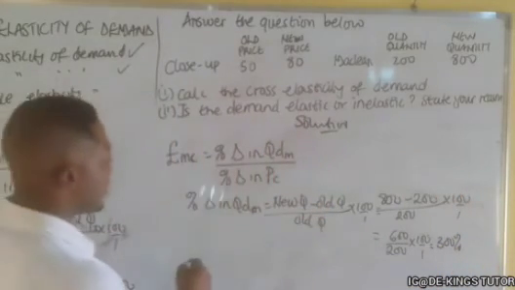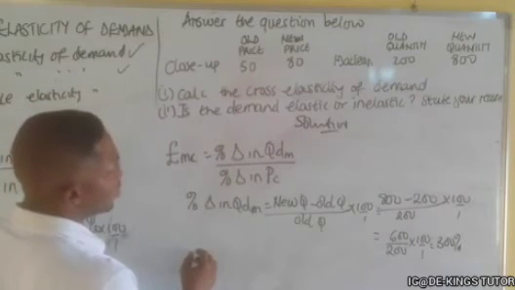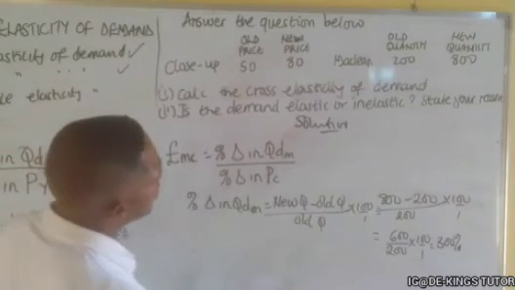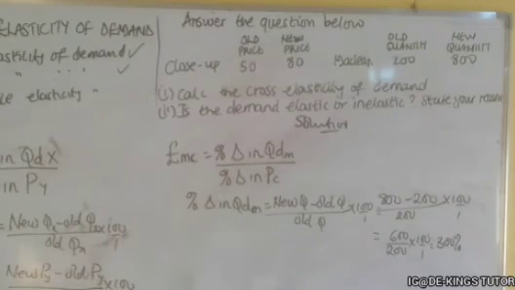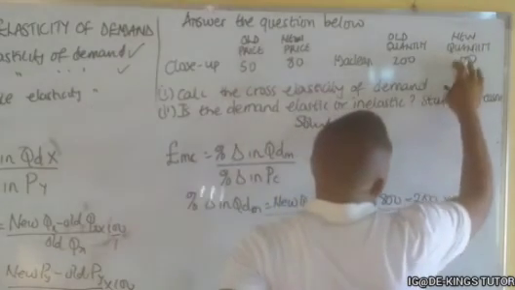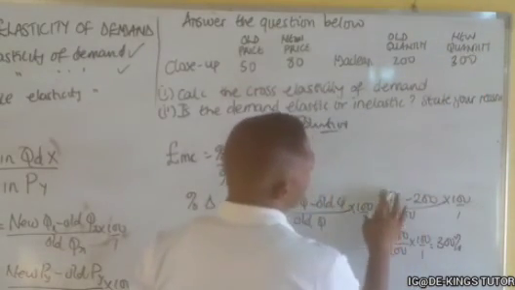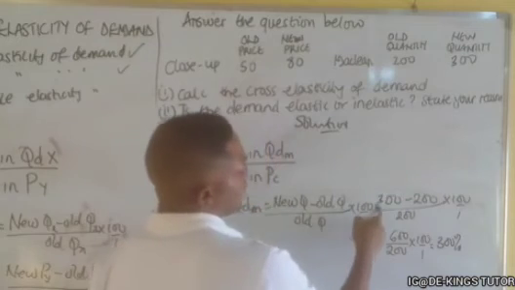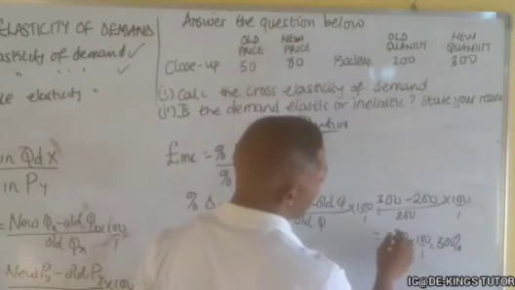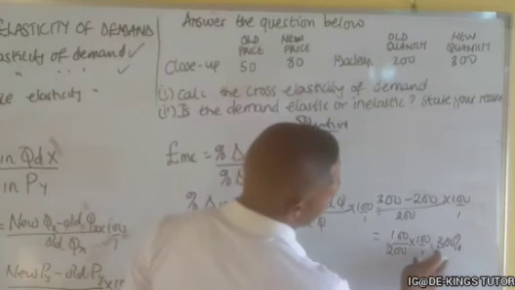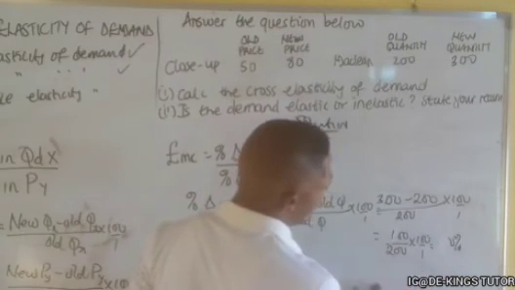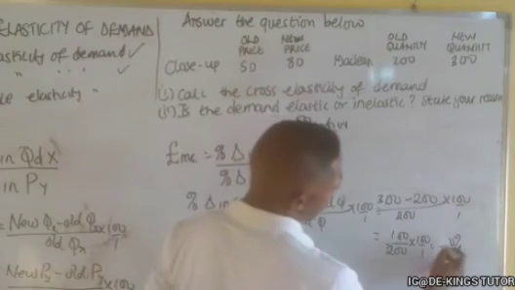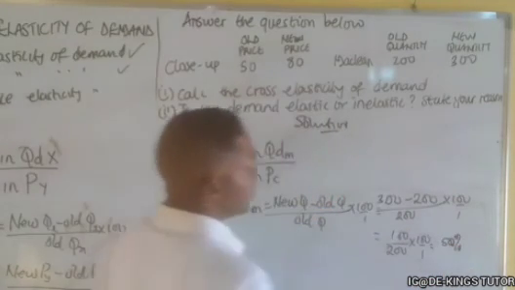Okay, 300%. Now go to the other one. Let me check the question. Sorry. This is supposed to be 300. So 300 minus 200 will give us 100. So we have 100 over 200 times 100 over 1, so we can have 50%.